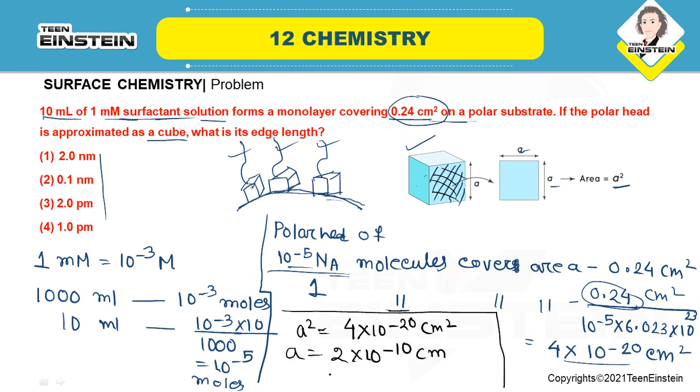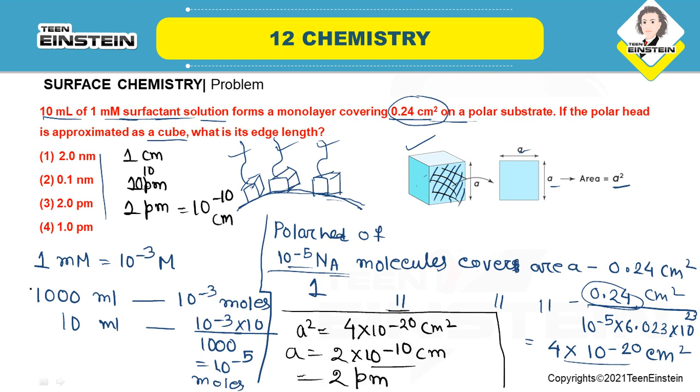Now it is centimeter unit, and the centimeter-picometer relationship is: 1 centimeter is equal to 10 to the power 10 picometer. That means 1 picometer will be 10 to the power minus 10 centimeter. So here we have 10 to the power minus 10 centimeter. Just remove this part, so it will be 2 picometer.